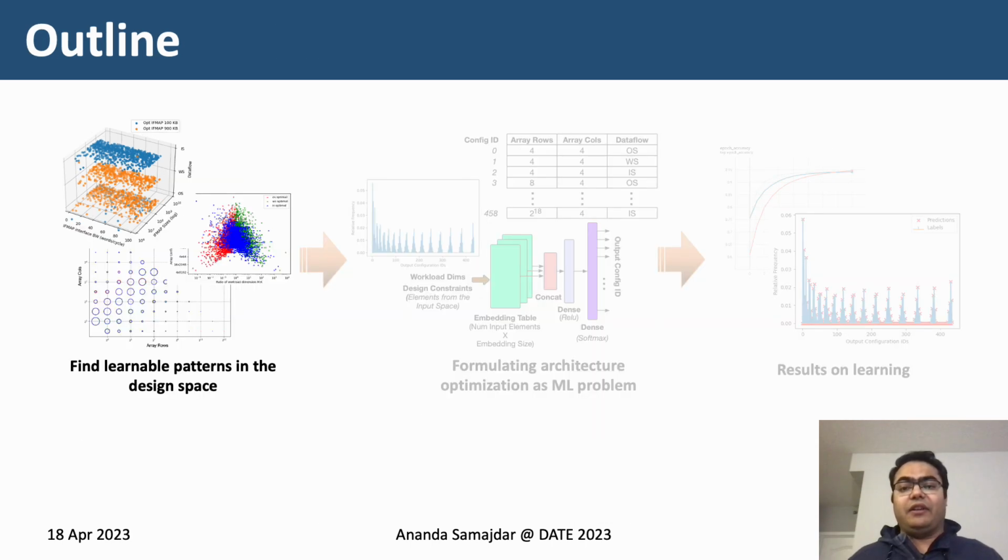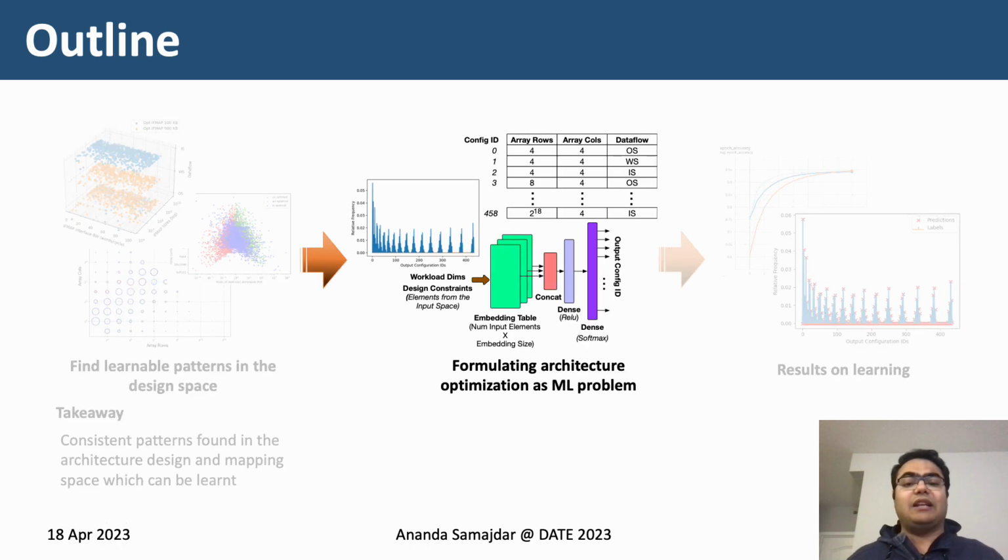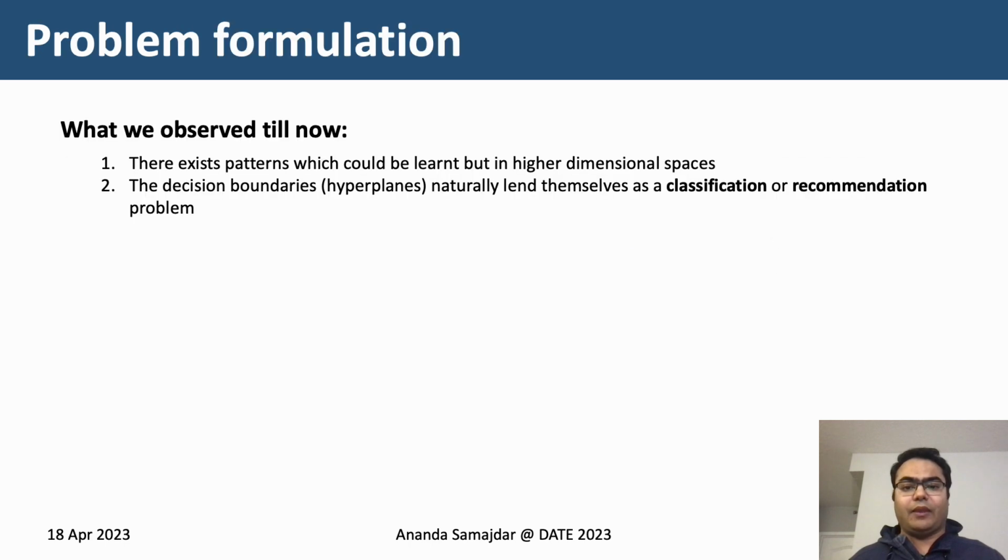Now that we have evidence that the architecture and mapping space show learnable patterns, we examine ways to pose this optimization task as an ML problem. The decision boundaries that we have observed in the previous slides indicate that our task will be a good fit for classification or recommendation model.